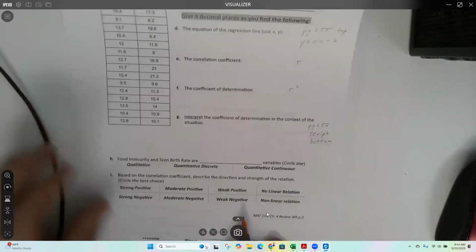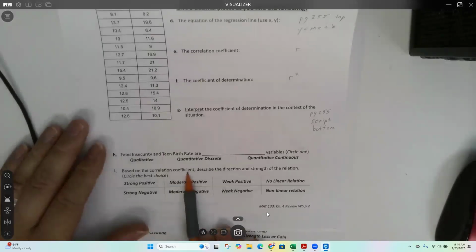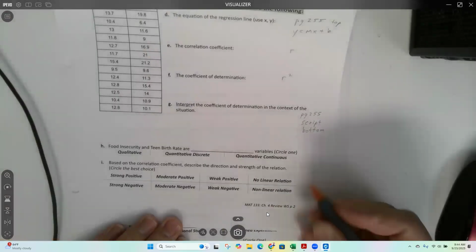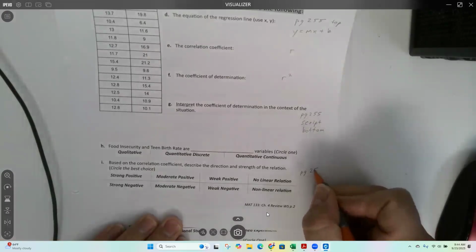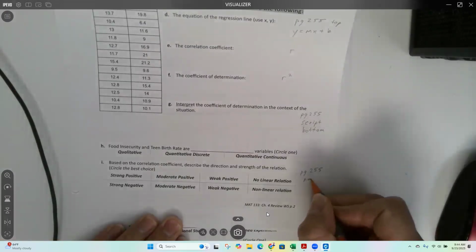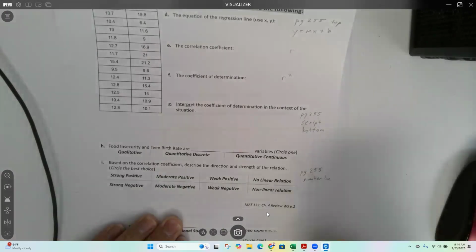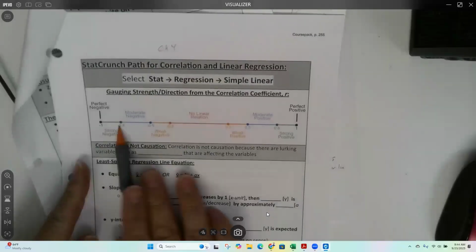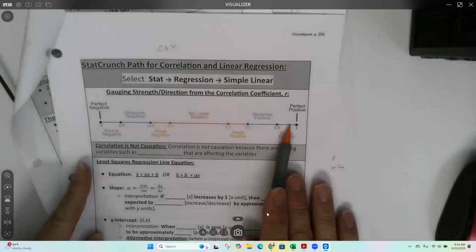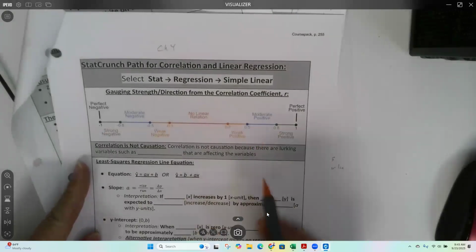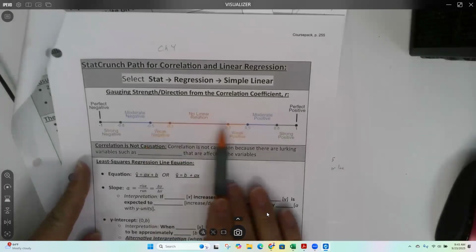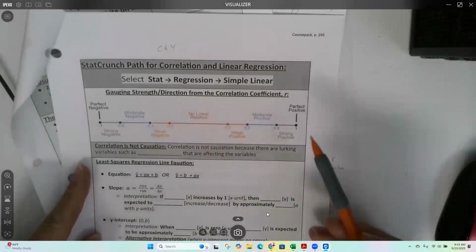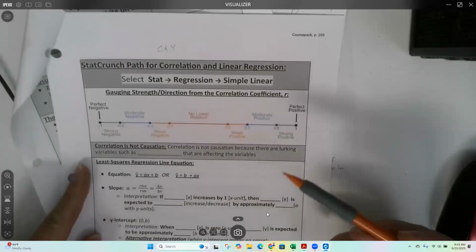All right, so then part I here, based on the correlation coefficient, describe the direction and strength of the relationship. Just like on our project, page 255, there's a number line there. Just like in our project that we talked about last week on Thursday, we were looking at this number line here. And based on what your correlation coefficient is, you can tell whether the relationship is strong or weak, positive or negative. Keep in mind that the positive or negative just means the direction. It's the slope, it's related to the slope.